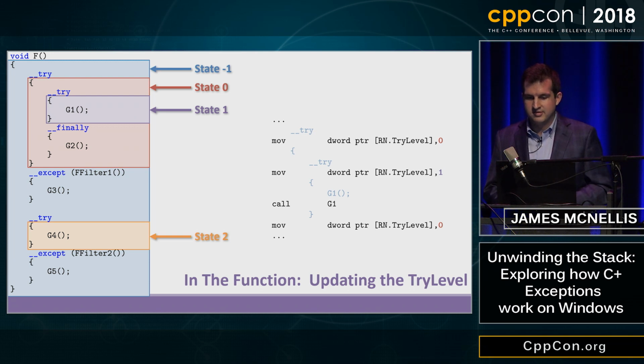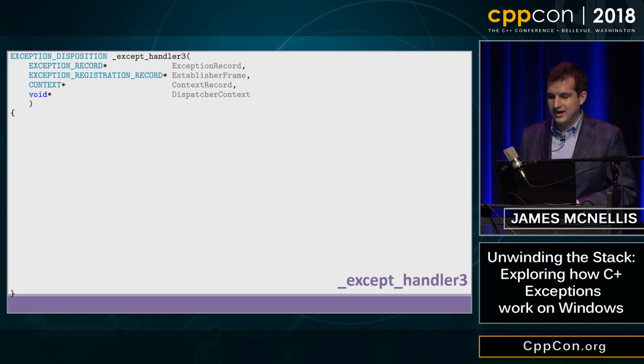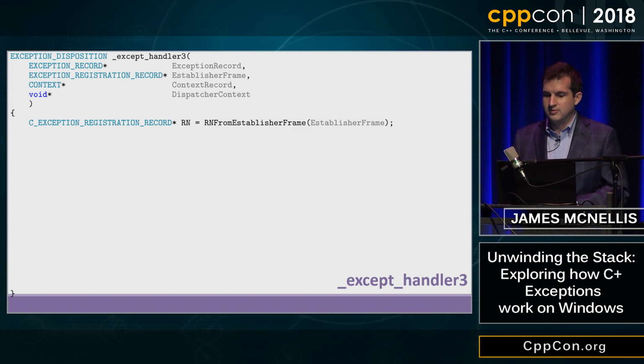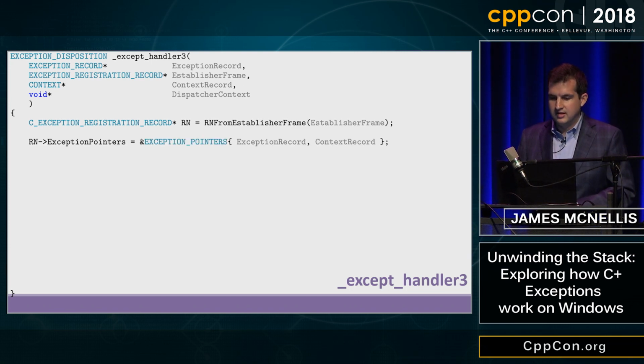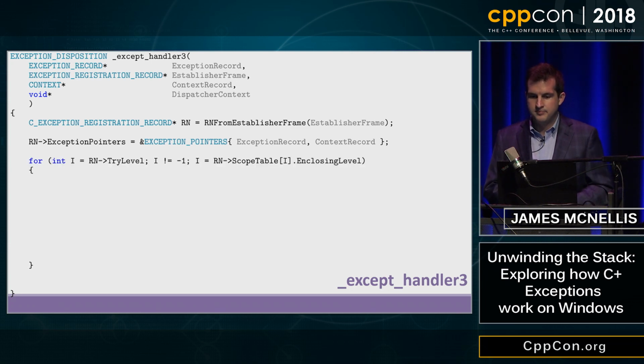Now the last piece of the puzzle is, what does except handler 3 do? Except handler 3 is an exception handler function, so it has the same parameters as our previous handlers that we've looked at. First it'll take the establisher frame and do that appropriate pointer arithmetic that we mentioned to get the pointer to the full registration node. Next it'll update the exception pointers member so that any exception filters can access it.